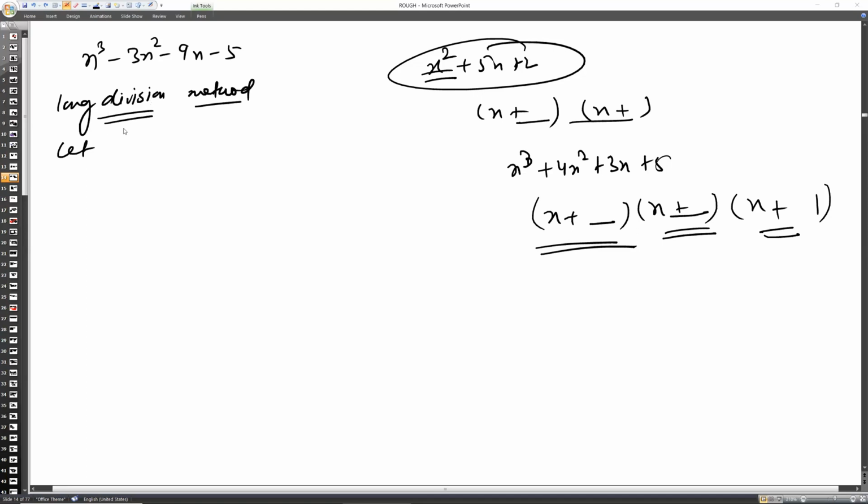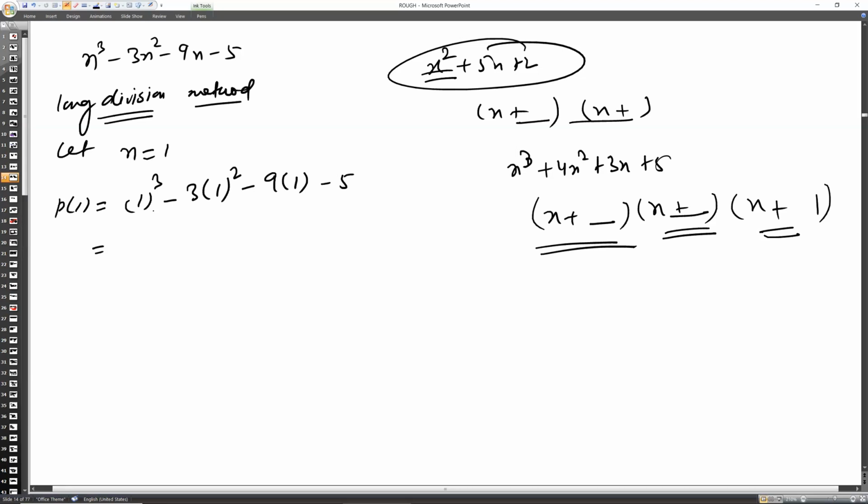So let's check x equals 1 first. Put x equals 1 in this equation. What are you going to get here? You will get x cube minus 3 into x square, then 9 into 1, and then -5. Are you getting this one, Aris? Yes, sir, I got it.